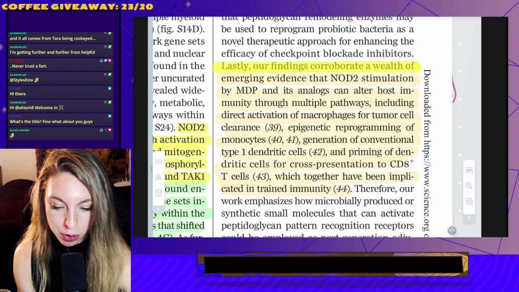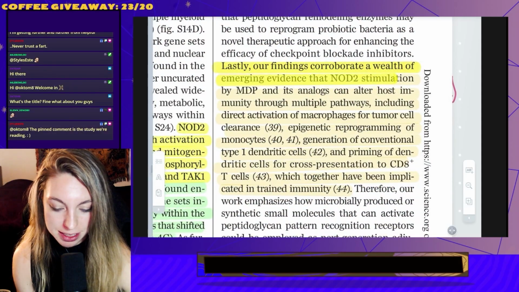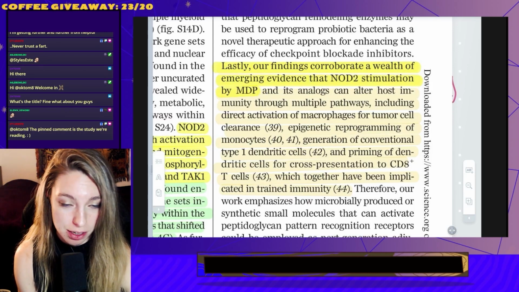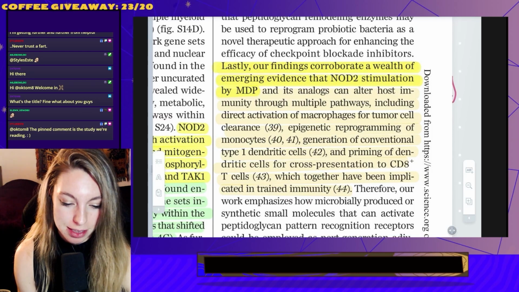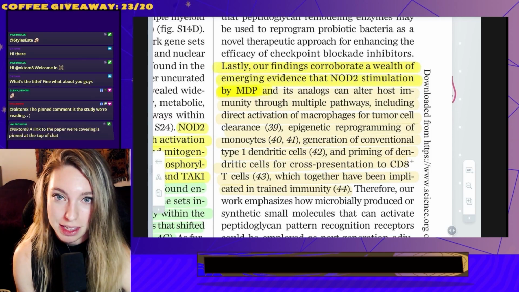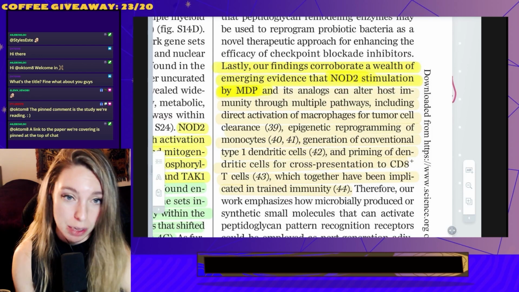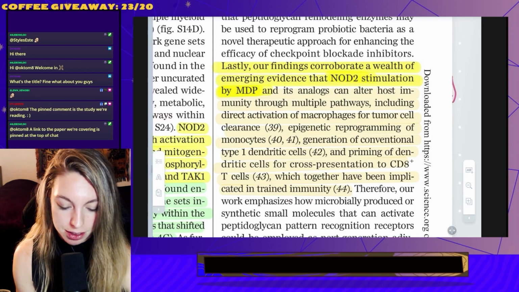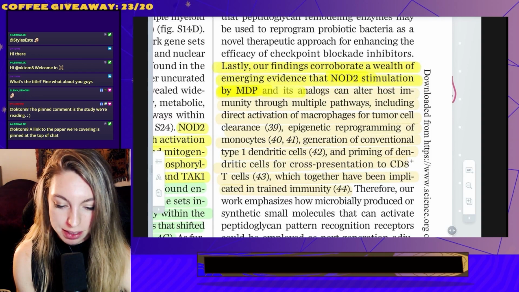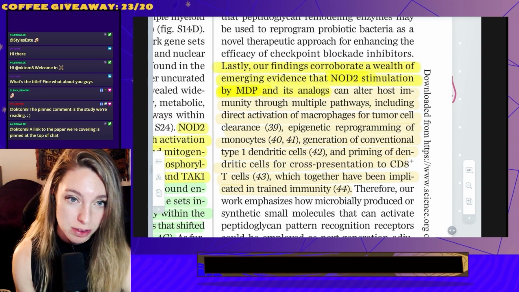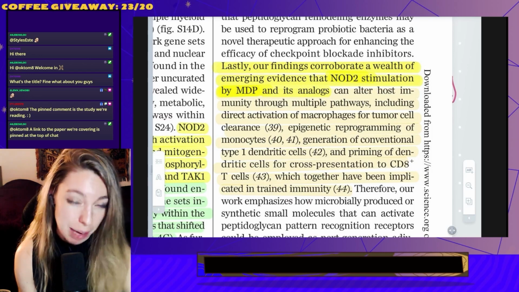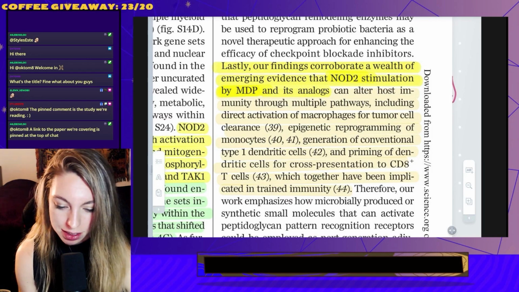Lastly, our findings corroborate a wealth of emerging evidence that NOD2 stimulation by MDP, the synthetic version of GMDP. This is actually what companies are trying to make, this MDP, because they know it stimulates NOD2, which then results in a better immune response. And basically any analogs. Analogs are just similar kinds of MDP-like peptides.